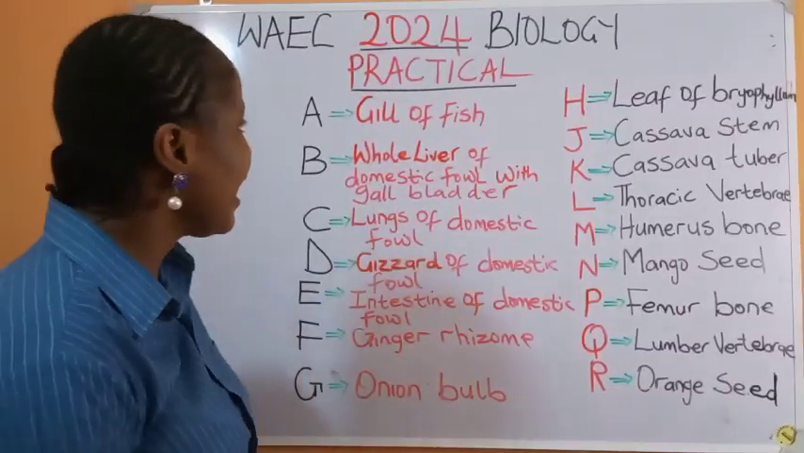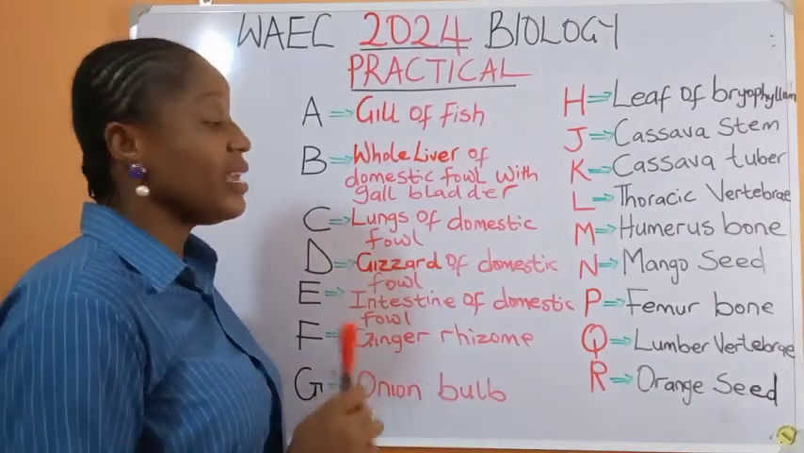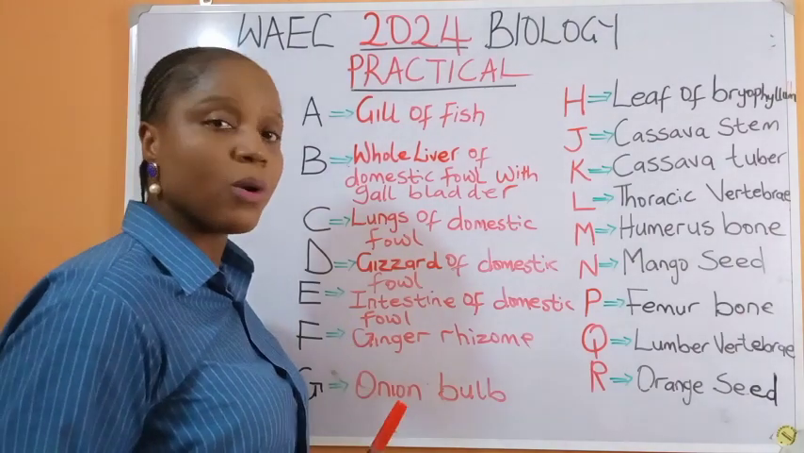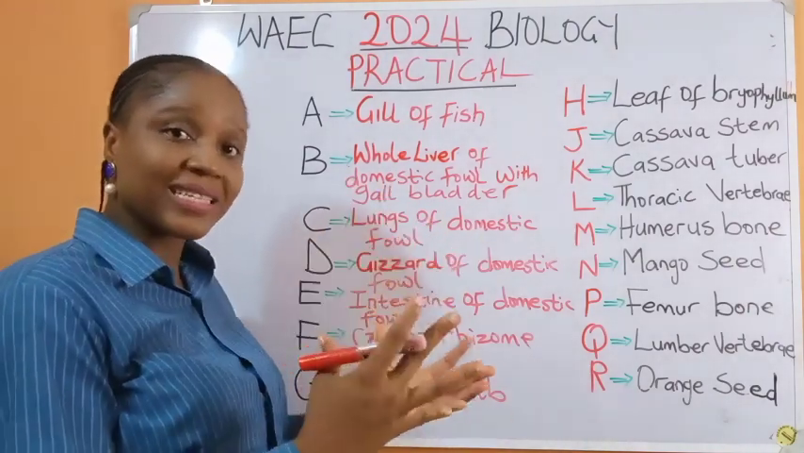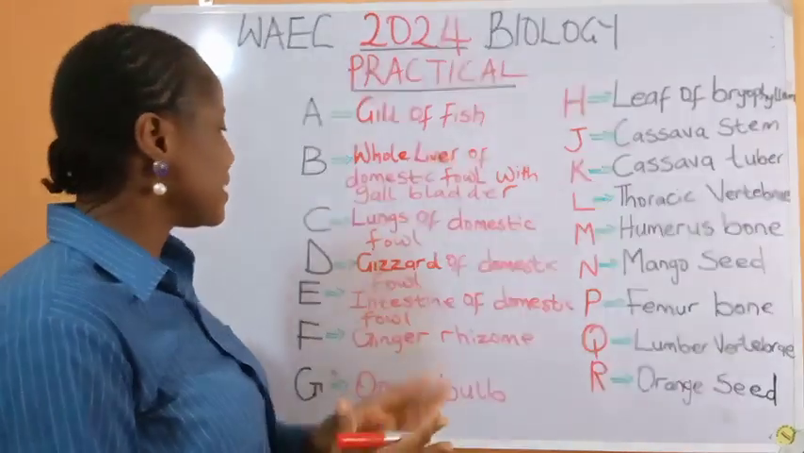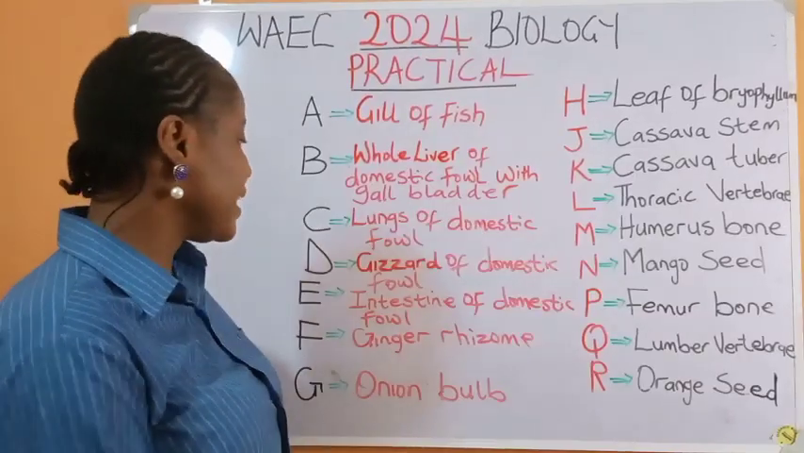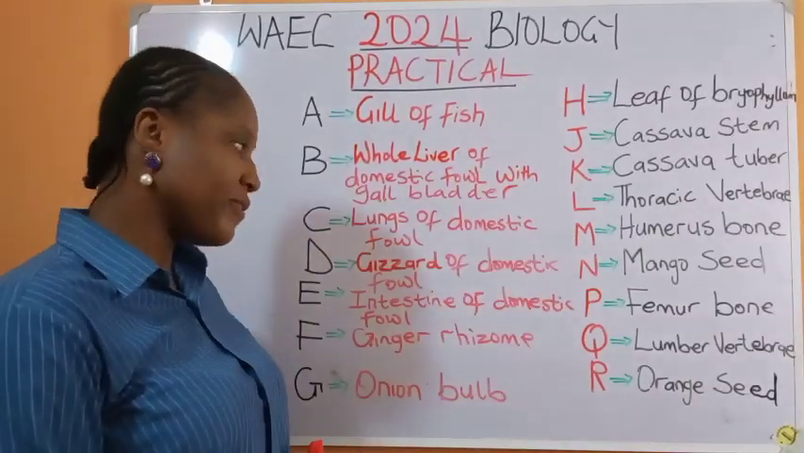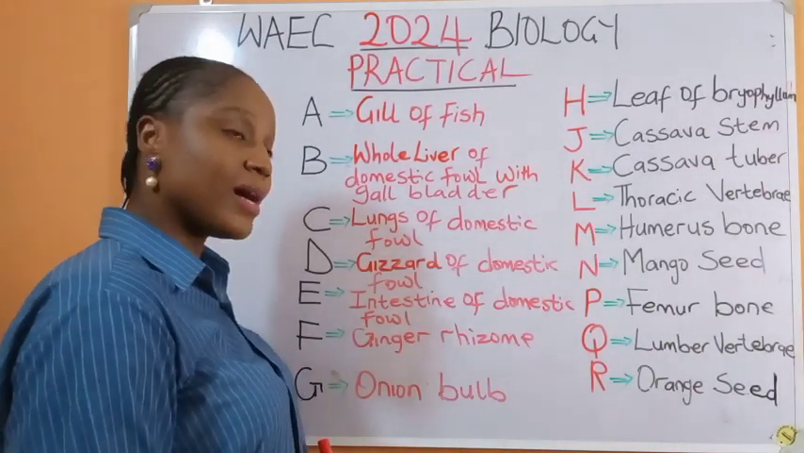The specimen A is the gill of a fish, alright? While specimen B is the liver of a domestic fowl with the gallbladder intact, alright? So a full liver that still has the gallbladder. And specimen C is the lungs of a domestic fowl. Specimen D is the gizzard of a domestic fowl. And specimen E is the intestine of a domestic fowl as well.